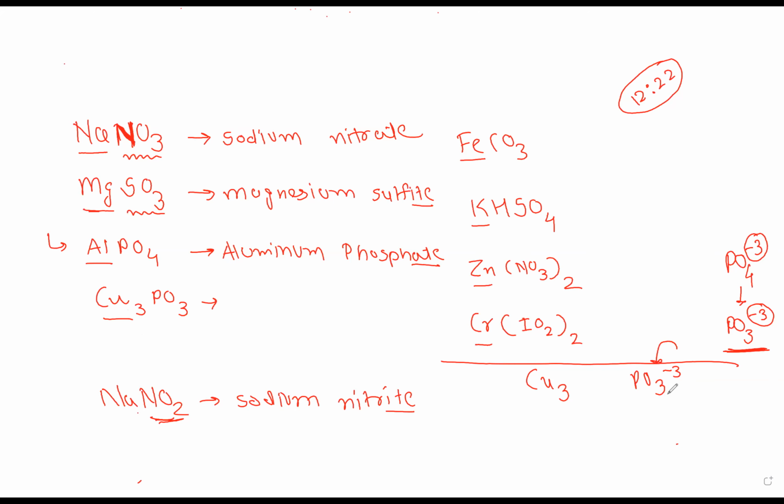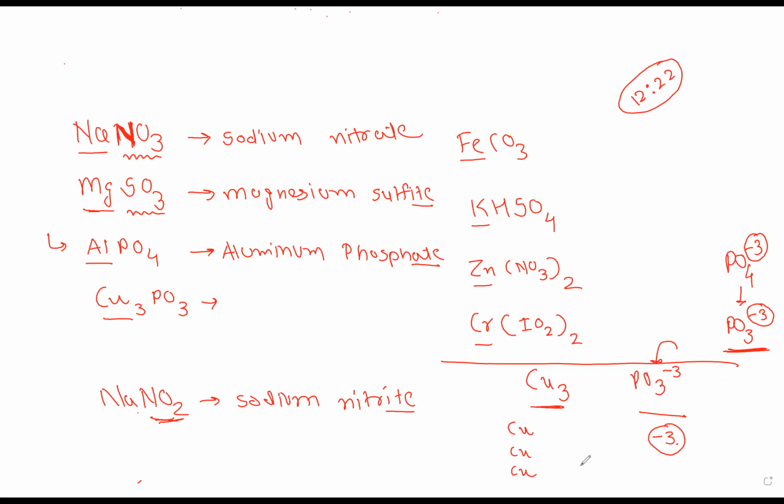So what is the total negative charge? The total negative charge we have on this anion is -3. Everybody agree? Yes, sir. Now, how many Cu do we have? We have 3 of the Cu. So we can simply write them 3 times, right?